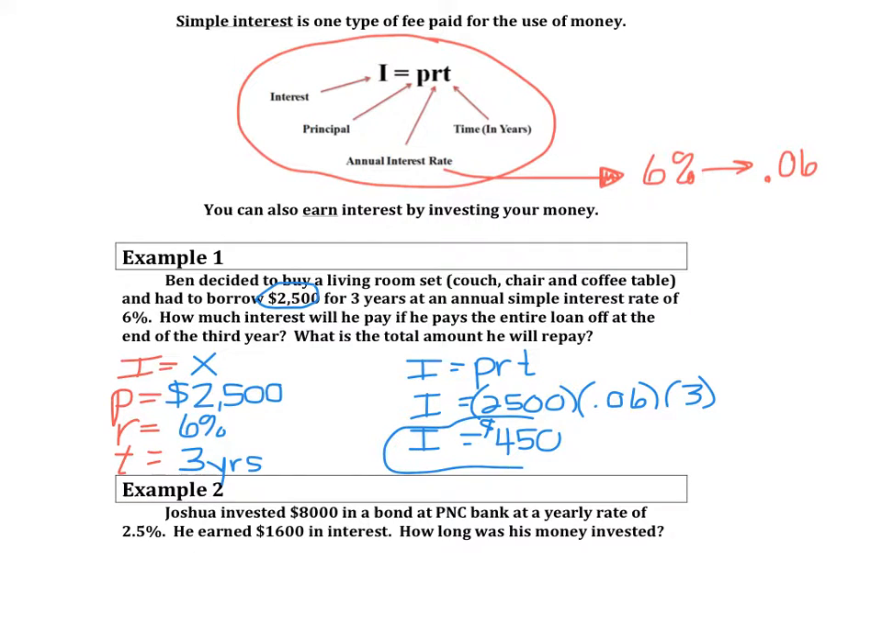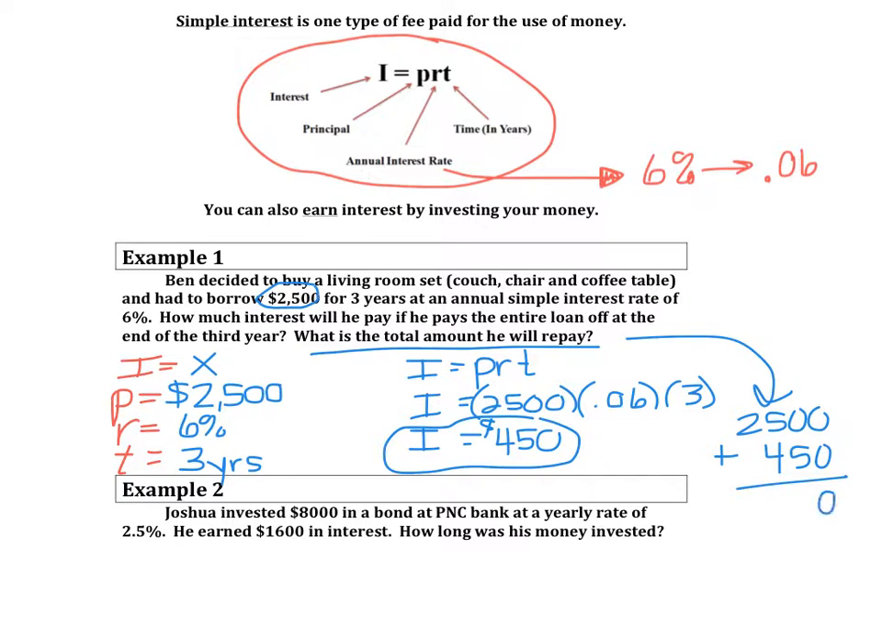And then it says, what is the total amount he will repay? Well, he has to pay back what he borrowed, 2,500, plus the 450 in interest that was accrued over time. So he has to pay back for the couch, chair, and coffee table that originally cost $2,500. He has to now pay back $2,950.